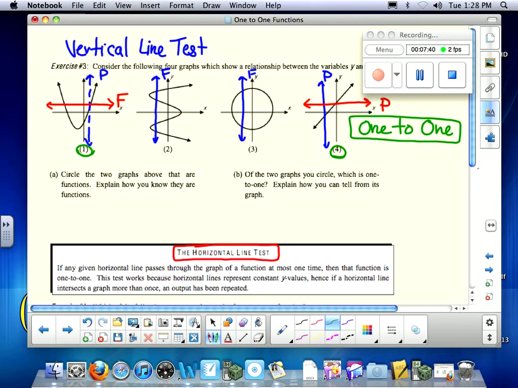Okay? Quick timeout. This one is still a function.